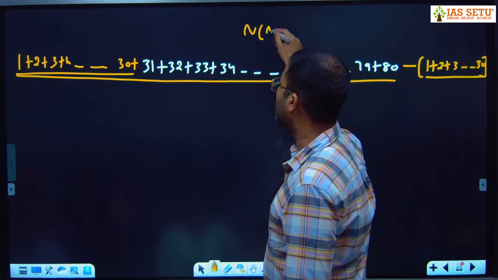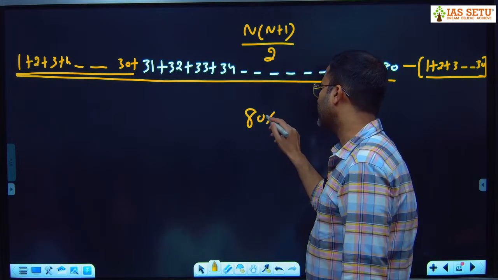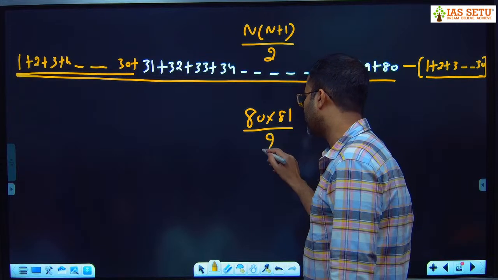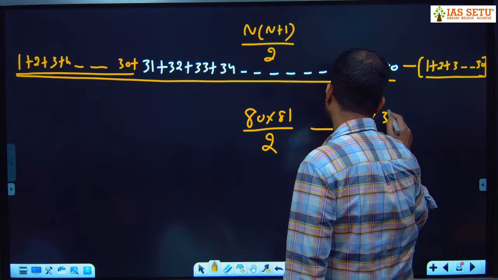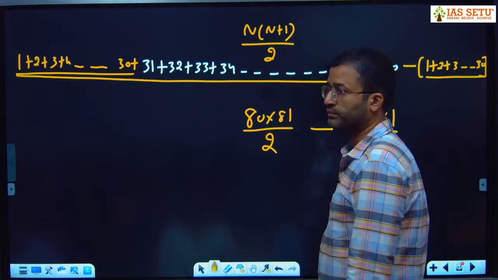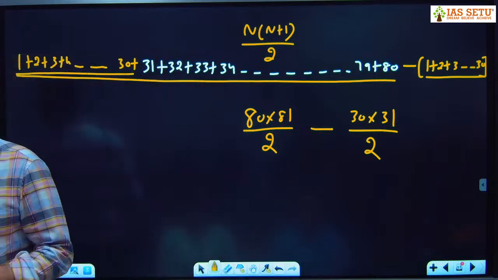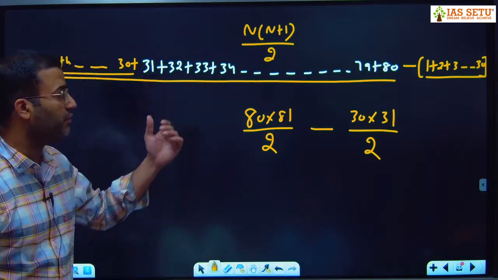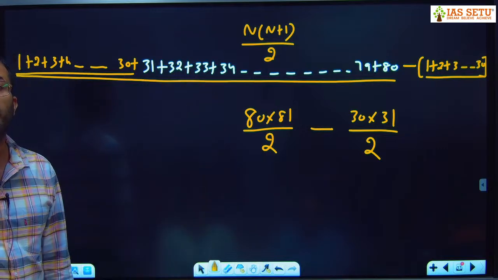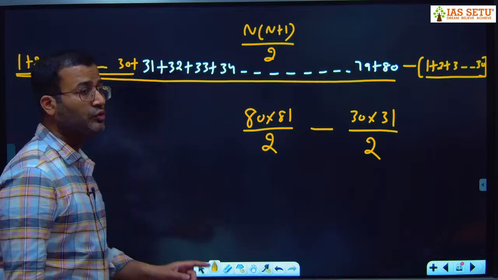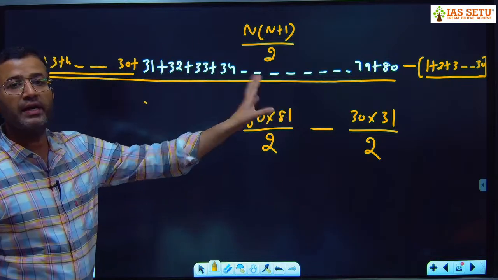Here n into n plus 1 divided by 2. Here it is 80. So 80 into 81 divided by 2 minus this 30 into 31 divided by 2. I repeat, for category 1 student, don't use this formula directly because this series is 31 to 80. It is not from 1. This formula is applicable when series start from 1. So something is missing, 1 to 30 missing, same thing you add and subtract.